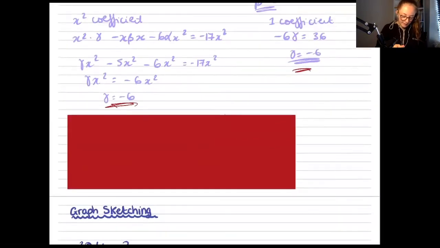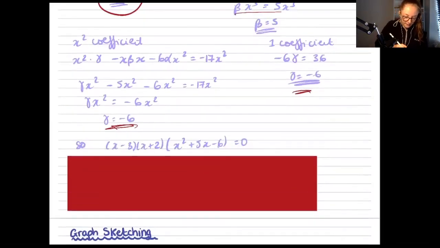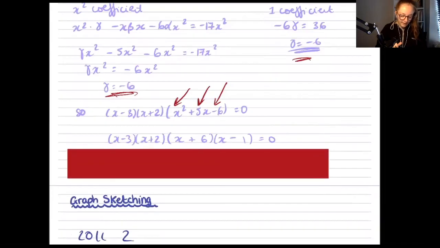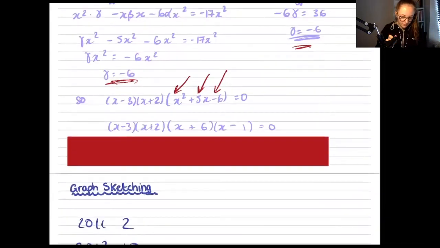And then as we did last time, we just stick those values that we worked out back into our second bracket. And then we can factorize that second bracket to get the last two roots.